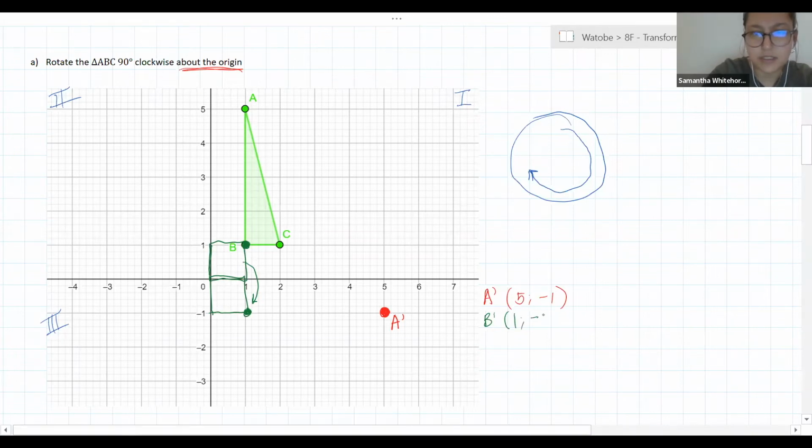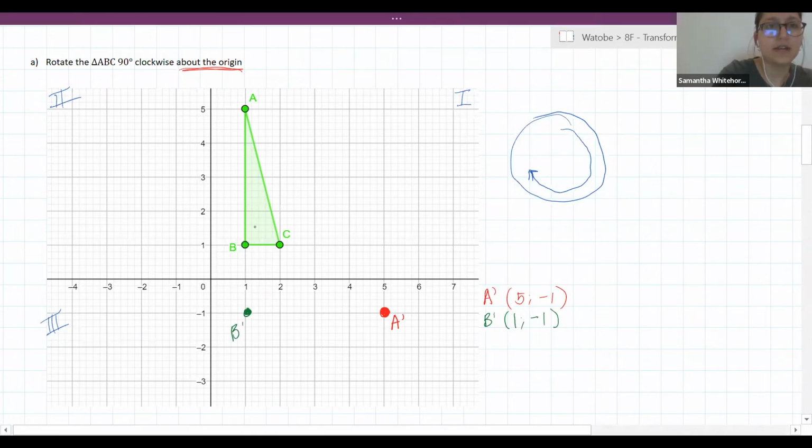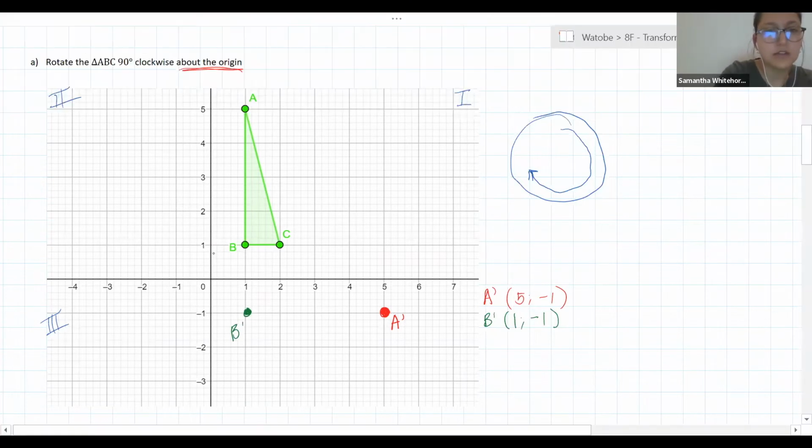Apologies, my pen just decided to not work for a second. Okay, and then the last point we have is C. We draw in our rectangle, and grab another color, seeing as we've started out like this.